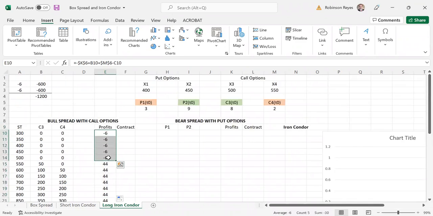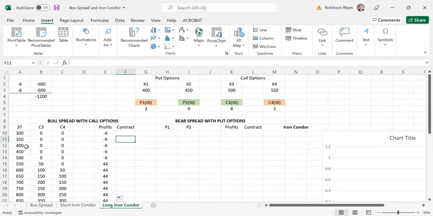We have losses when the stock prices are low, and then we have profits when the stock prices are high. And these losses are constant, these gains are constant, right? There could be a point in which there's a little bit of a diagonal line, but here we cannot see it because we are having increments of $50 on the stock price. But that's a very short range of values that would give you a number in between -6 and 44.